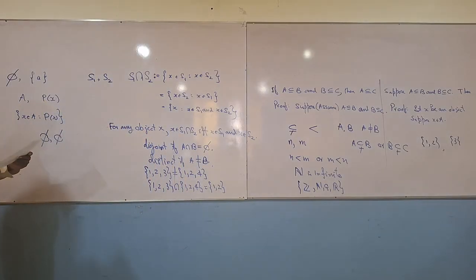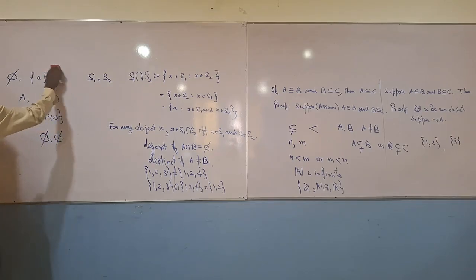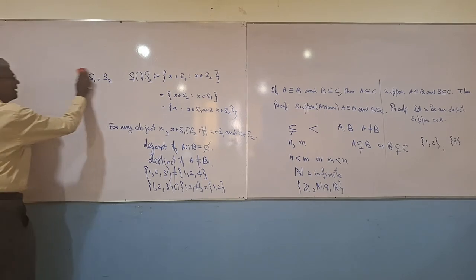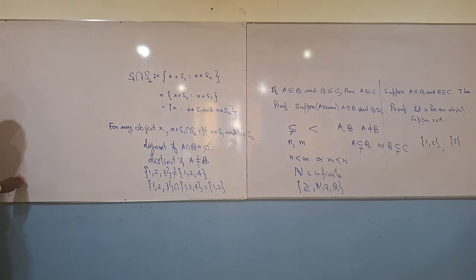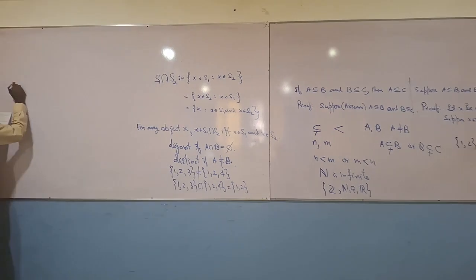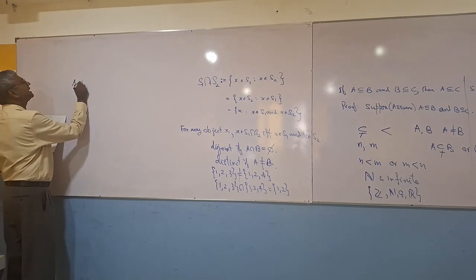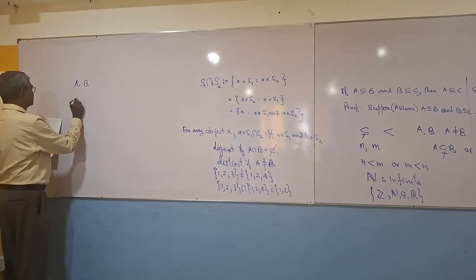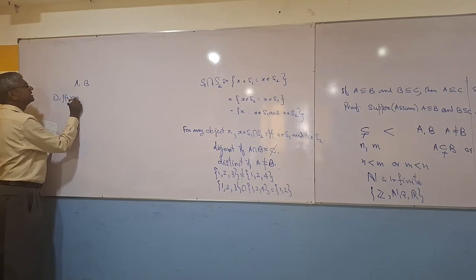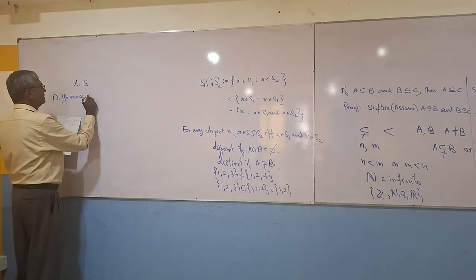Then he is talking about the difference of two sets. Most of these things, union, intersection, all of them we talk about for two sets, all are binary, only two. If A and B are sets, we talk about the difference. Difference, D-I-F-F-E-R-E-N-C-E.